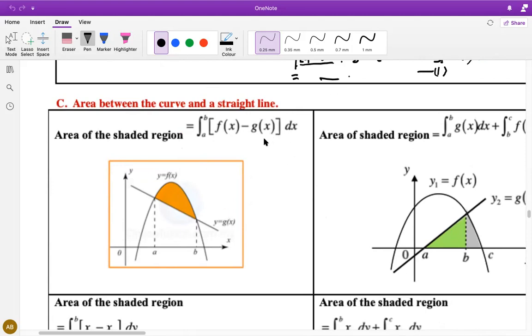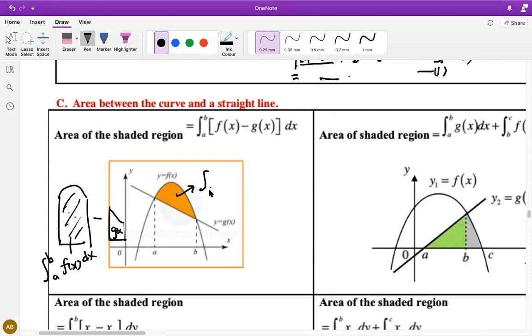Why this formula? Because if you see the graph, f(x) is going up, the whole thing here. This is f(x), so this is the area from A to B dx. And then you minus the area of this, which is g(x). You minus this from this, you get this area. So this area will be the integral from A to B of f(x) minus g(x) dx. But not every question you have to subtract.